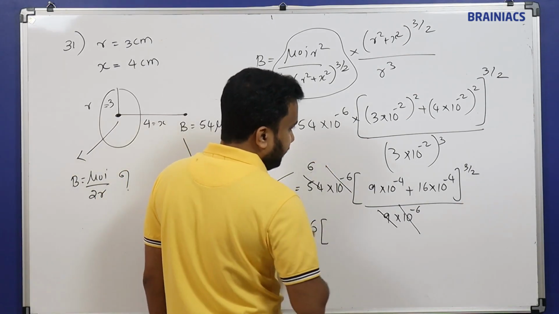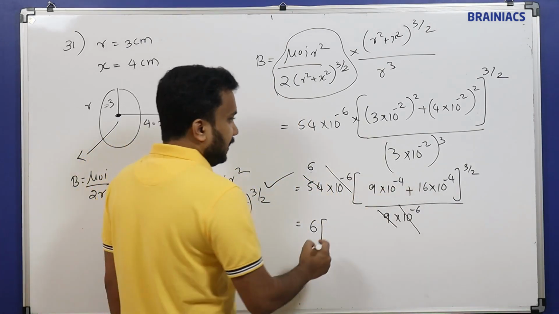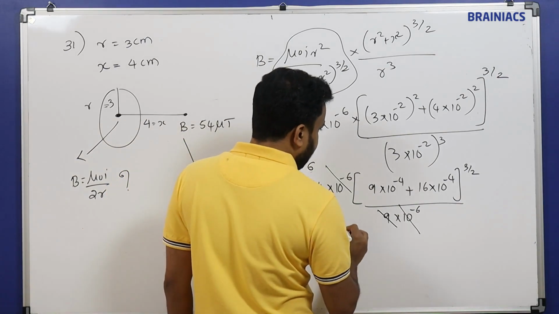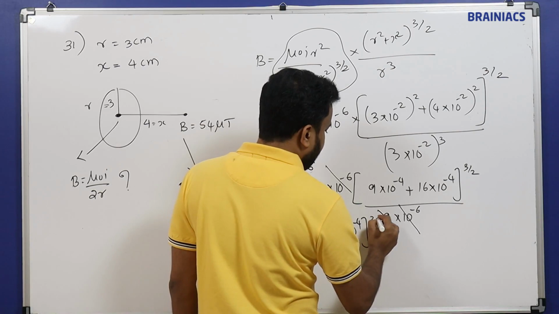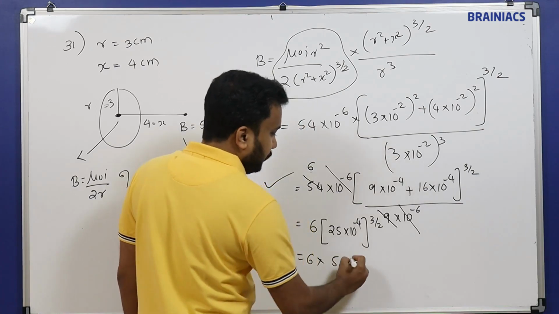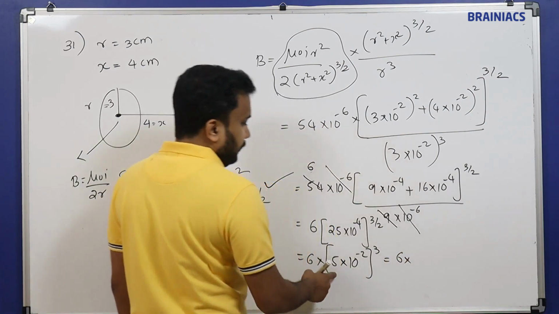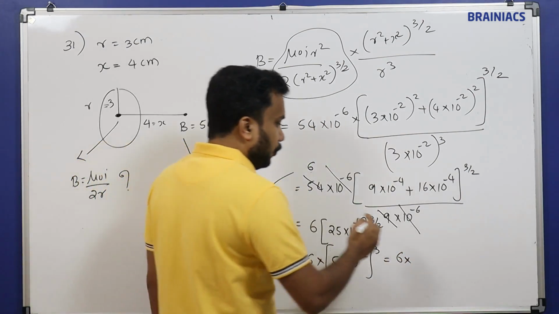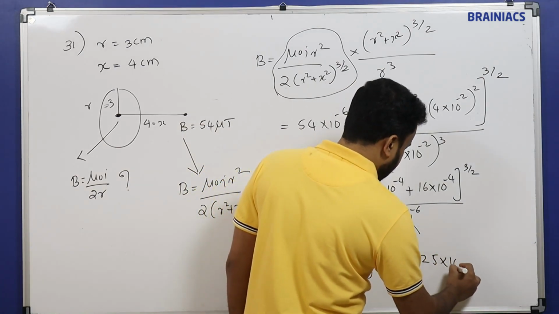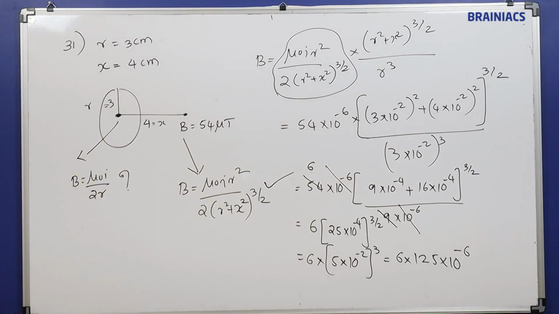So 6 into 9 plus 16. Okay, 9 plus 16, I can say 25 into 10 power minus 4 whole power 3 by 2. First we take the root, then we have to take the cube. So first if you take the root, 6 into 5 into 10 power minus 2, that is the cube, which is equal to 6 into 5 cube, 5 into 5 is 25, 125, 125 into 10 power of minus 6 microtesla. So 6 into 125 microtesla. That will become the answer for this one.